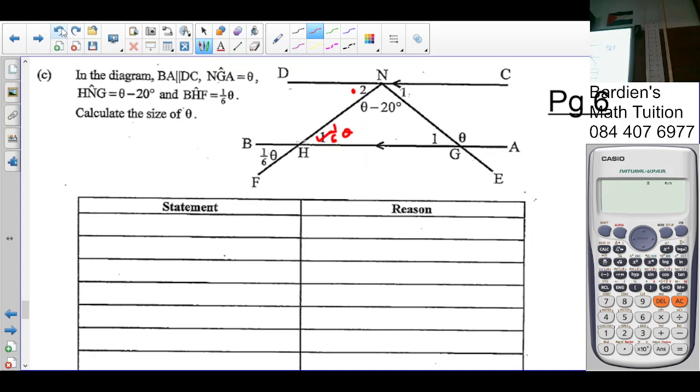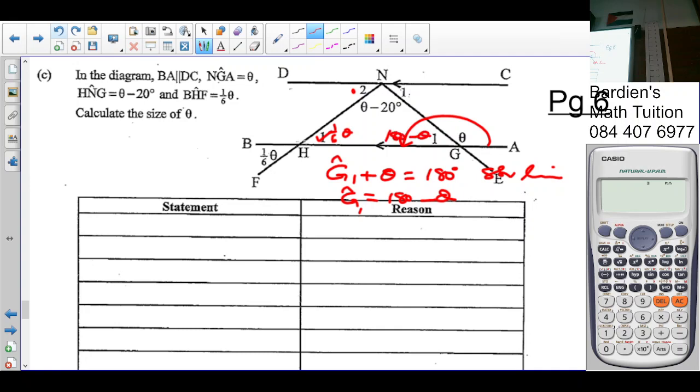Sum of angles in a triangle. So what are we short of? G1. You start with G1. How are you going to calculate G1? Angles on the straight line. So in other words, G1 plus theta is equal to 180. That's a straight line. So G1 is equal to what? 180 minus theta. So this is actually G1 in terms of theta. Can you see that?